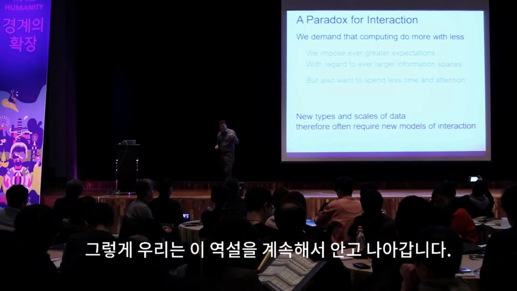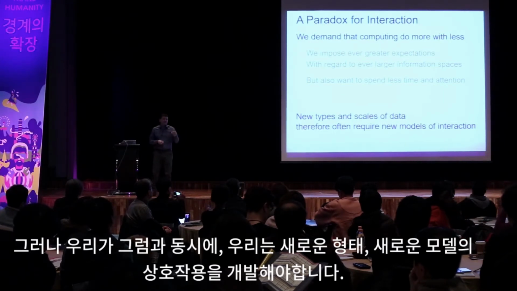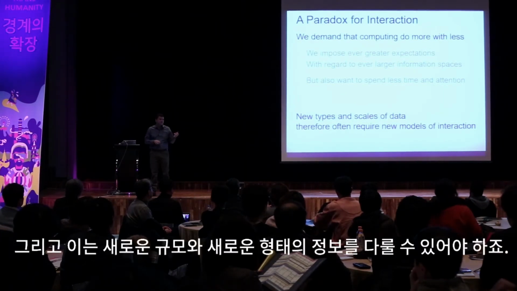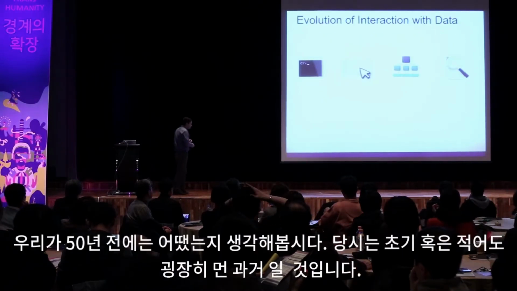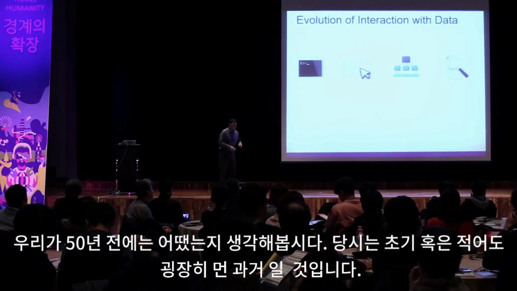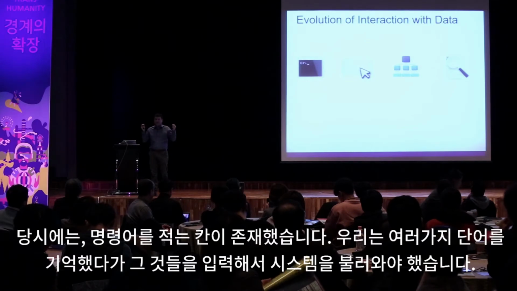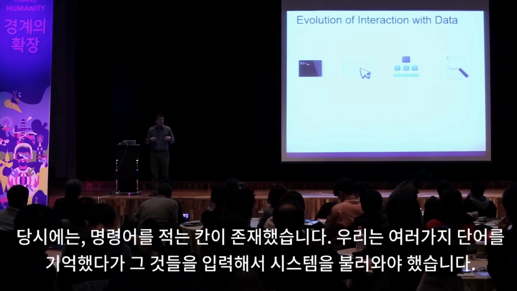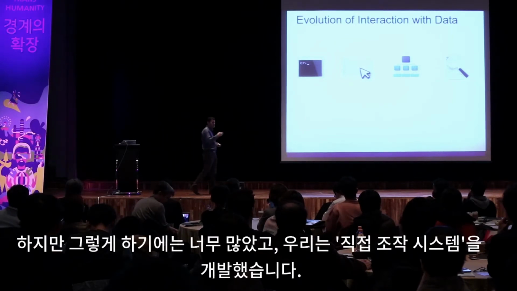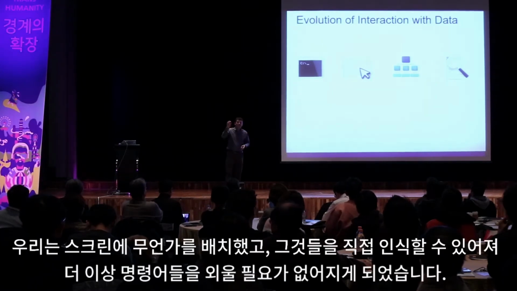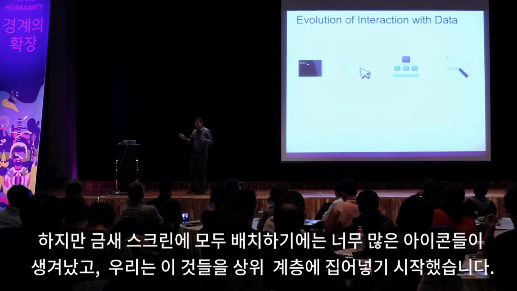We keep maintaining this paradox, but as we do it, we have to develop new types of interaction, new models of interaction to address these new scales and types of data. And so if we look back over 50 years of what that's been, right, in the beginning, or at least as far back as we'll go, in the beginning there was the command line, right, and we literally remembered things, and we typed them in by name. But then there were too many for that. And so we developed direct manipulation. We put things on the screen, we recognize them. We don't have to remember them anymore. But then there were too many. We couldn't put them on the screen.